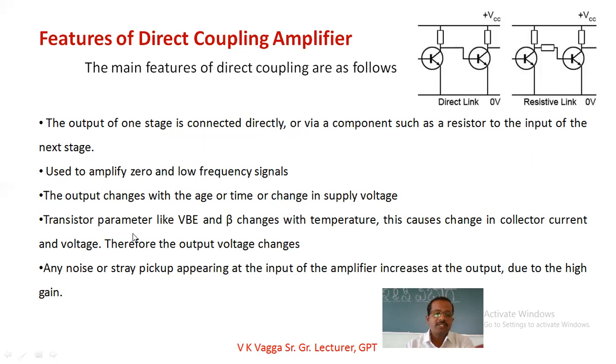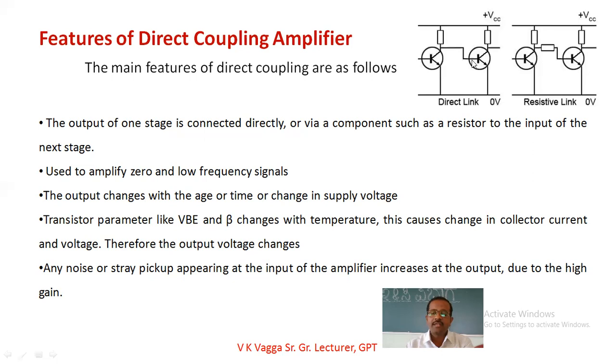If you take the transistor parameters, they are based on the alteration of VBE and beta. With temperature, the output current is going to change, and according to that, the output voltage is also going to change here. And any noise appearing at the output of an amplifier increases at the output. It is mainly because of the high gain here. All these are the features of the direct coupling amplifier.